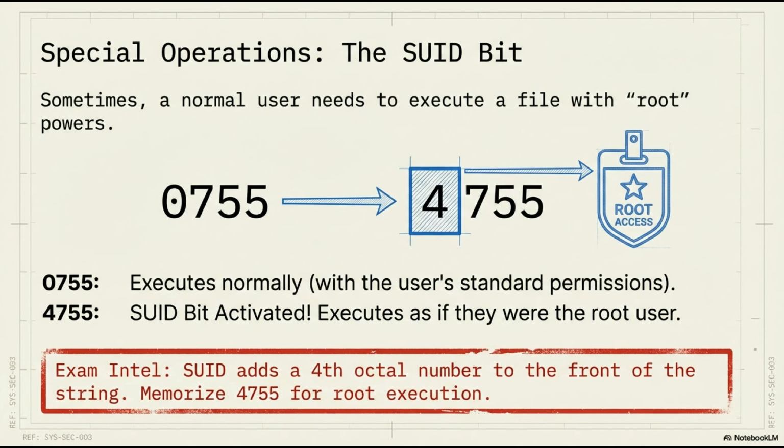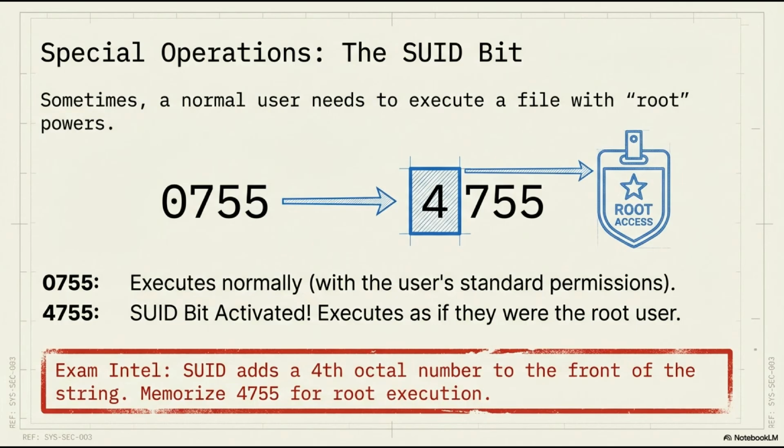Imagine a regular retail employee who needs to do one specific task on a cash register that requires a manager. The manager hands them a temporary manager override key just for that one task. That is exactly how the SUID bit works. The set owner user ID.